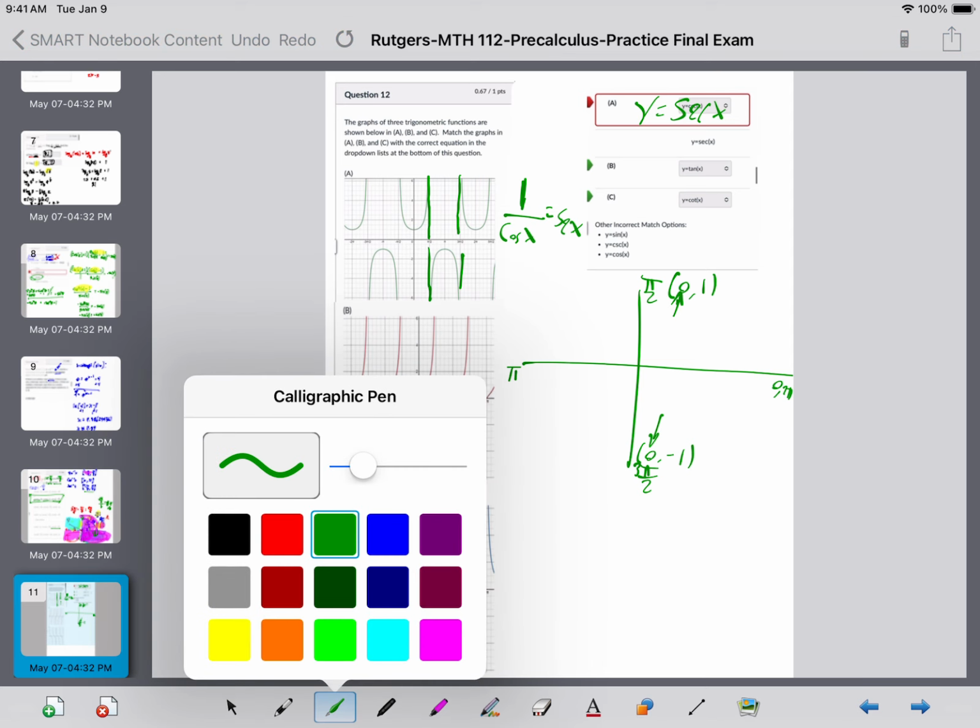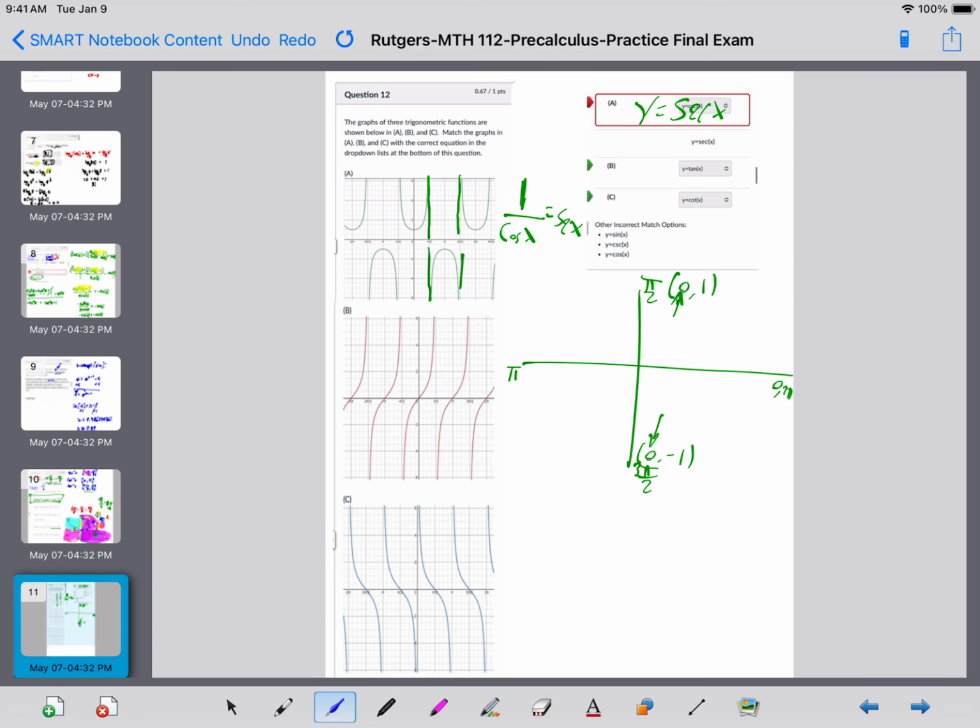All right. For B, we have our basic tangent function, right? Tangent is sine over cosine. So if you look, wherever cosine is 0, there's a vertical asymptote. Wherever sine is 0, there is an x-intercept. It equals 0 there, right? That's tangent. And that's what your tangent function looks like.